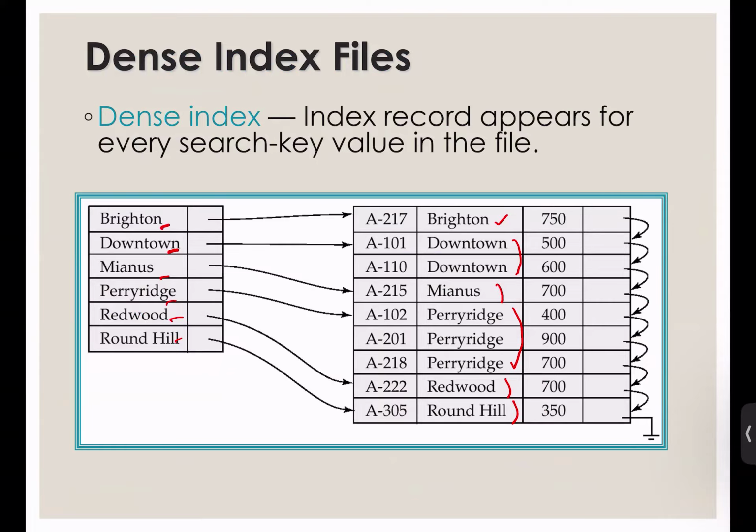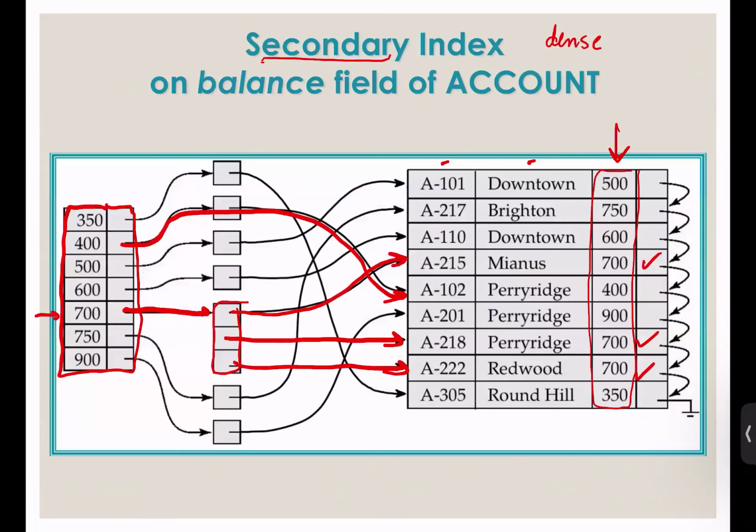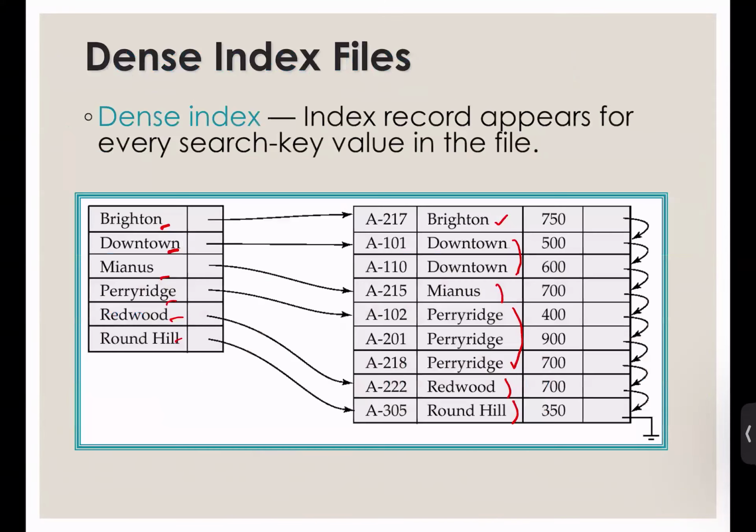Okay, so for dense index, like I said earlier, if it's dense, the index record must appear for every single search key value in the file. So in the previous example, when we look at this field, you have to think about how many unique values are there. Here, if we count, there will be 7 unique values, which are all these values. So we must use all of them to create the index.